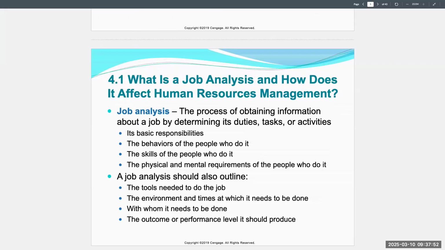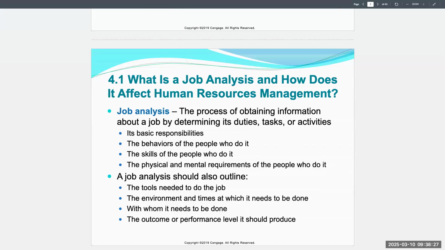All right. Now, what is a job analysis and its impact on human resources? Well, a job analysis, again, is a systematic approach to understanding what a job actually entails. It provides clarity on duties, responsibilities, and expectations of a position, ensuring alignment between employees' roles and organizational objectives. Now, without proper job analysis, organizations may struggle with hiring inefficiencies, performance mismanagement, and unclear expectations.